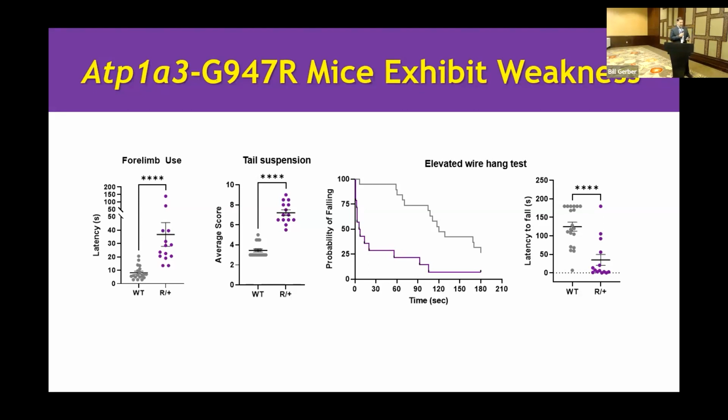And then if we let the mice hang from their forepaws from a wire mesh suspended above their cage, and then we time how long it takes them to fall, they fall much faster if they have the mutation. And that's, again, a quantifiable defect here. Probability of falling is higher, and they fall faster. So they can't hold on as long. So they have evidence of grip strength weakness.